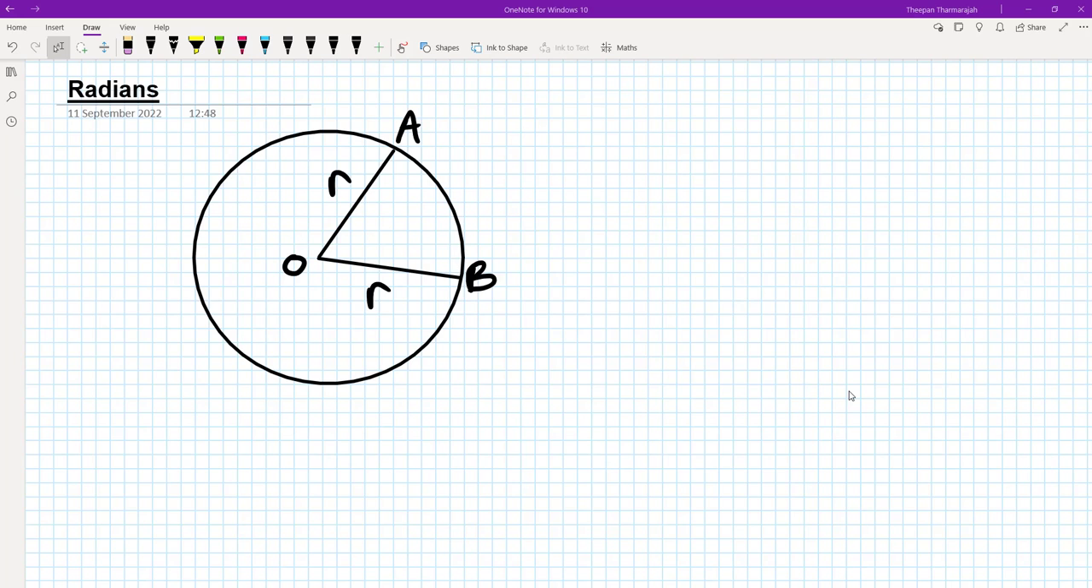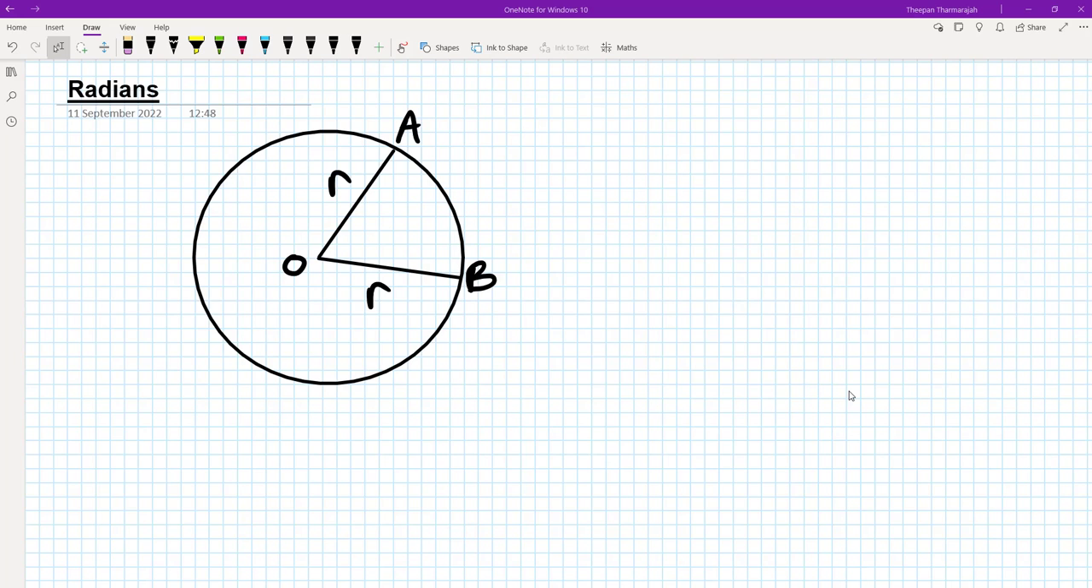In this video, we're going to look at radians. Now, radians is another measure in trigonometry. So in calculus, in differentiation and integration, you must always work in radians by default. So what is a radian?